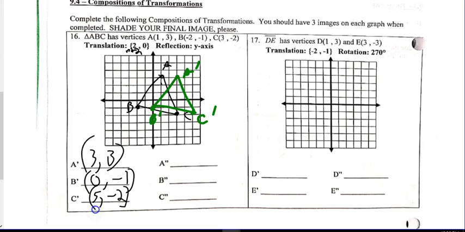Now, my second move is going to be based on the prime, the green triangle. It says reflect over the y-axis. Well, where's the y-axis? That's right here. So I'm going to draw that in with a different color. Now, when I reflect over that axis, I'm simply going to count. Yes, you can use your cheat sheet because you have the numbers there, but it's real simple.